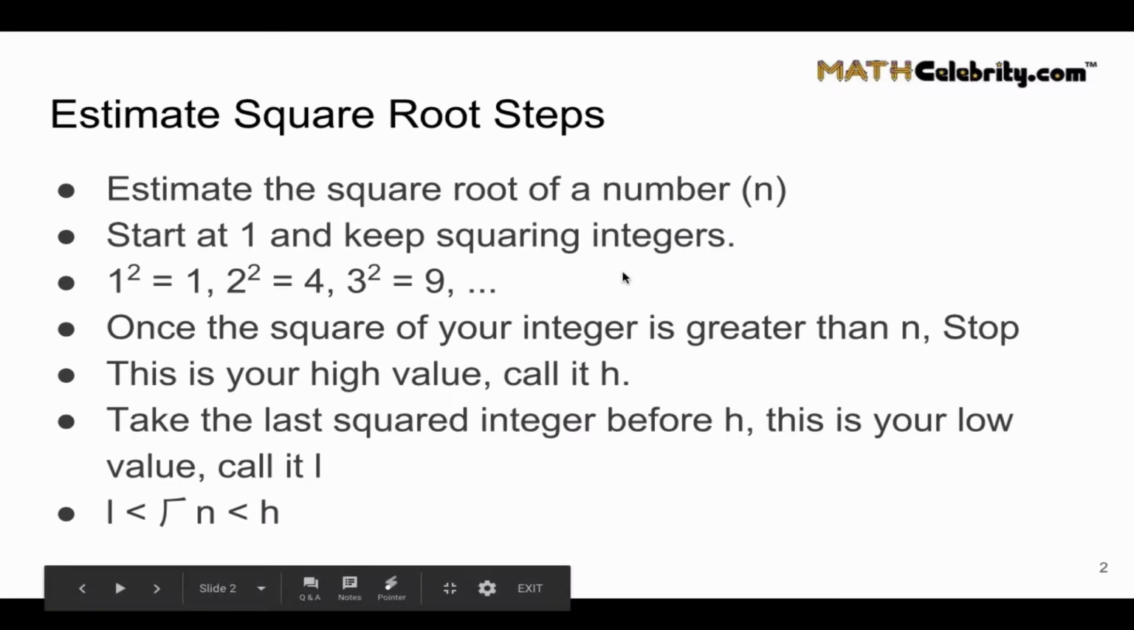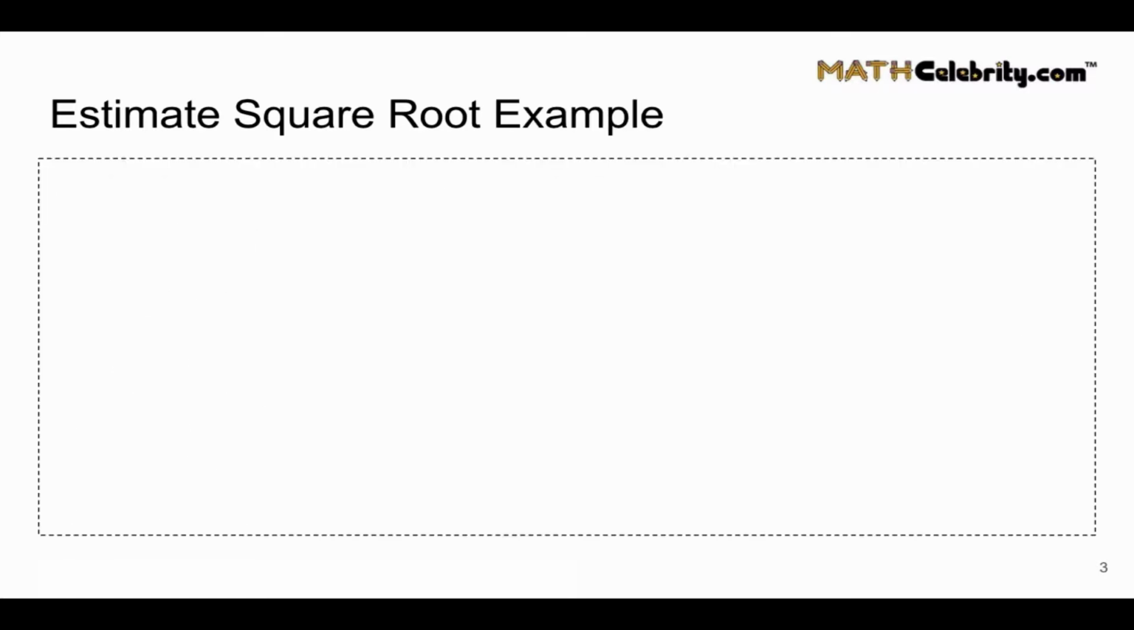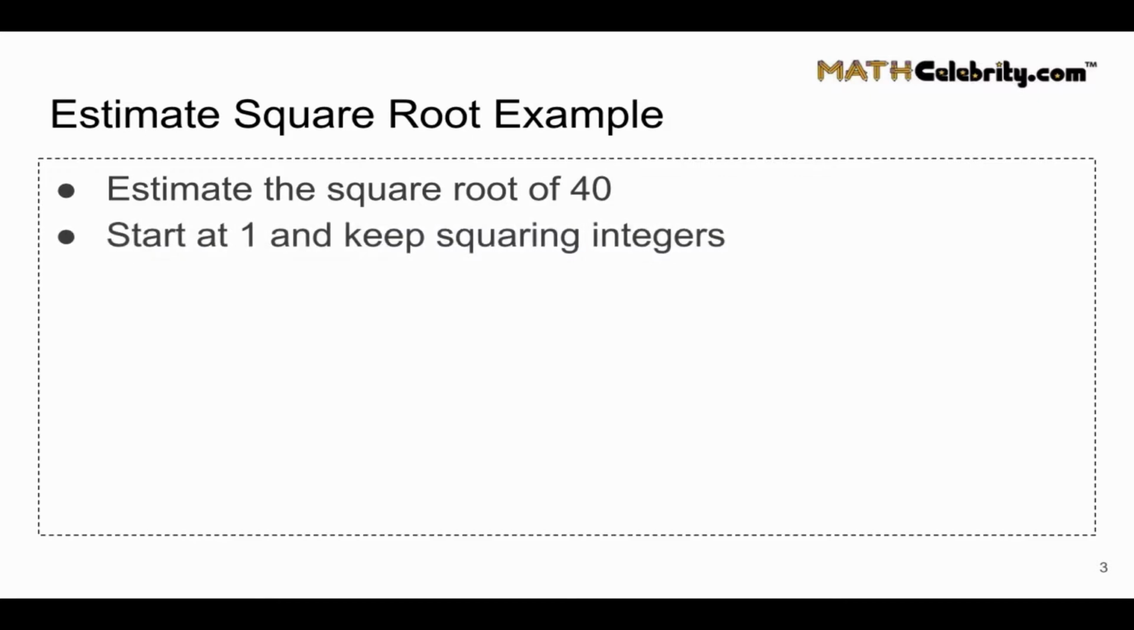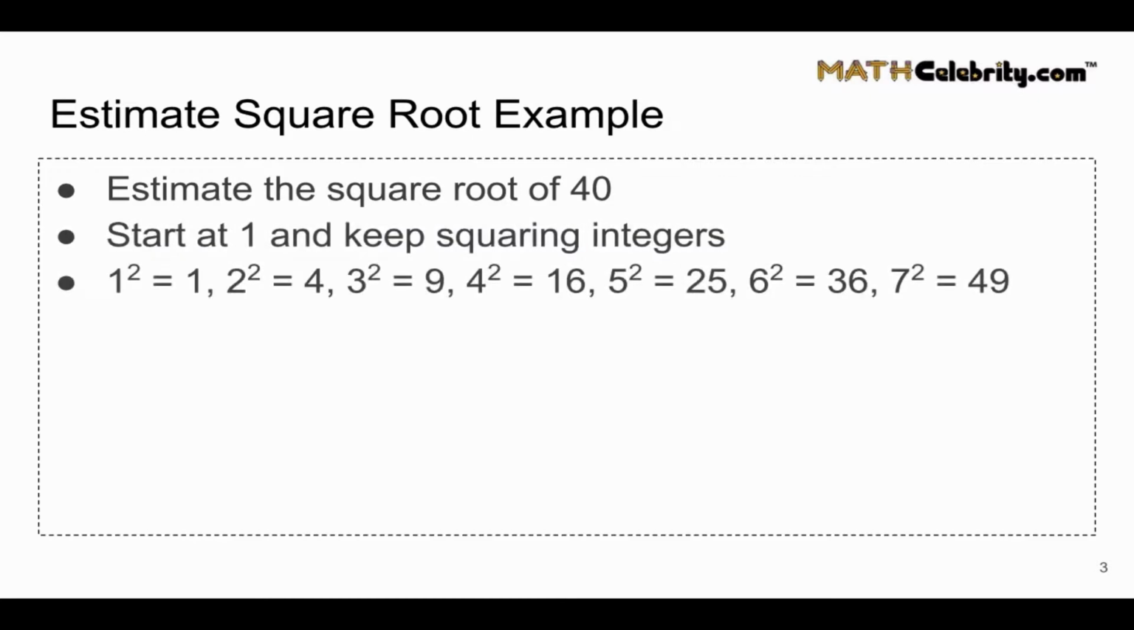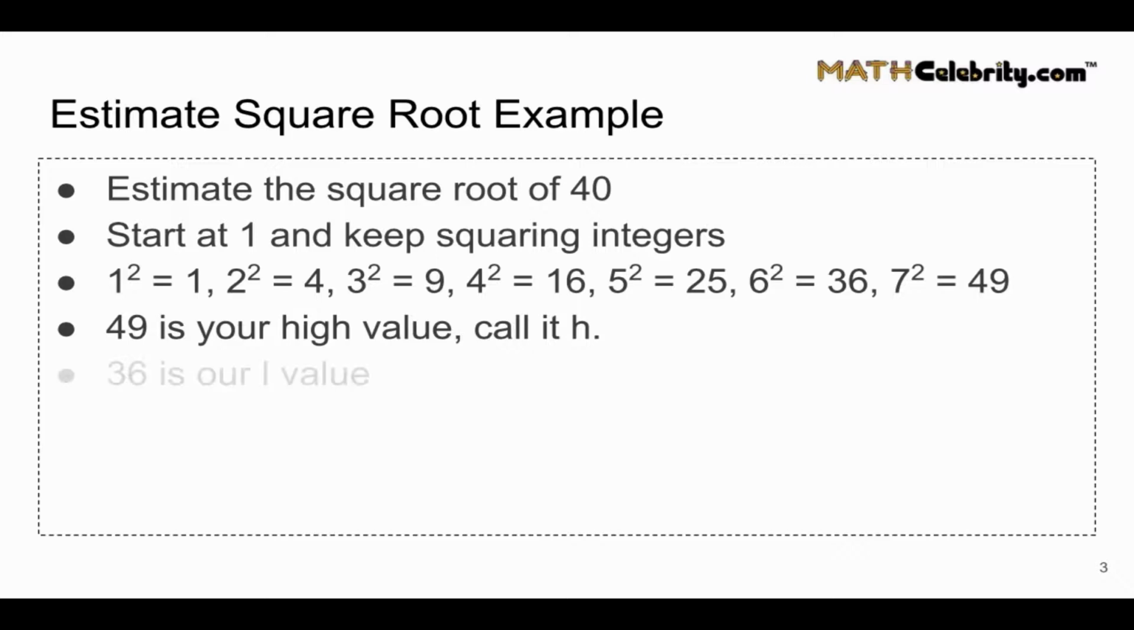Now that you know the rules, let's go ahead and do a real live example. We want to estimate the square root of 40. So we're going to start at 1 and keep squaring integers. 1 squared is 1, 2 squared is 4, 3 squared is 9, 4 squared is 16, 5 squared is 25, 6 squared is 36, 7 squared is 49. Because 49 is greater than 40, we stop, and we call that h. To find L, we're going to find the last squared integer right before 49, and that's 6 squared equals 36. So 36 becomes our L value.